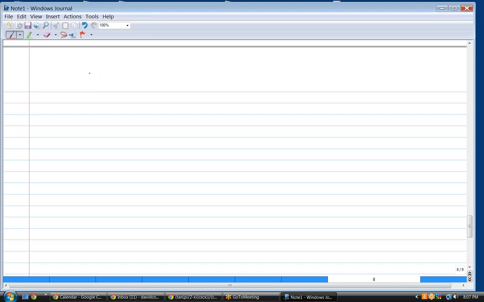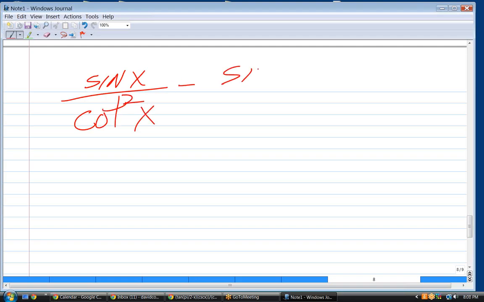Next one. Combine the fractions and simplify to a multiple of the power of a basic trig function. Okay. The first one is sine x over cotangent squared x minus sine x over cosine squared x.